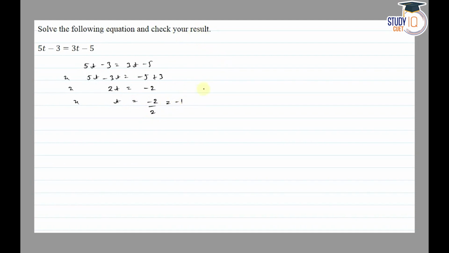Then result चेक करना है, so value पुट करके चेक कर लेंगे. So 5 into, t की जगह हम minus 1 पुट कर देंगे, minus 3 is equal to 3 into minus 1 minus 5. Minus 5 minus 3, then minus 3 minus 5. So both side minus 8 equal to minus 8. LHS is equal to RHS.